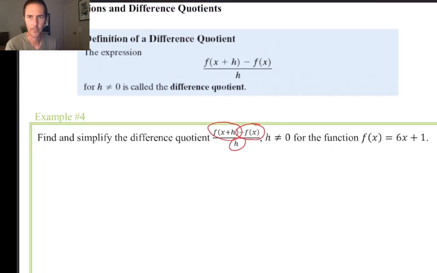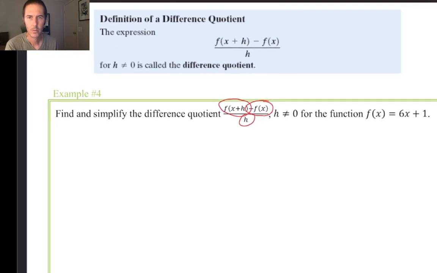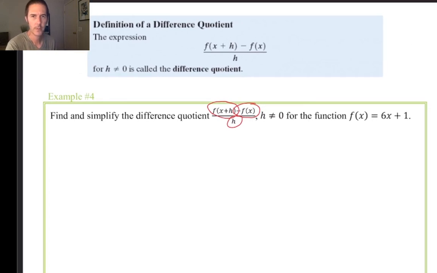So the function that we've been given here is f of x equals 6x plus 1, and I'm going to use that function to evaluate f of x plus h.